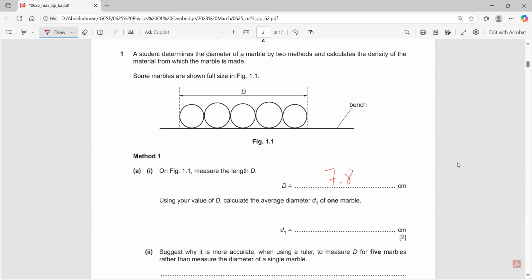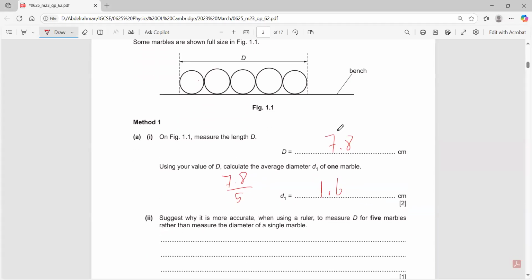Using your value of D, calculate the average diameter D1 of one marble. So if I want one marble, how many marbles do we have? We have 5 marbles. So 7.8 divided by 5. What's 7.8 divided by 5? This will give you a length of 1.6 centimeters. 7.8 divided by 5.